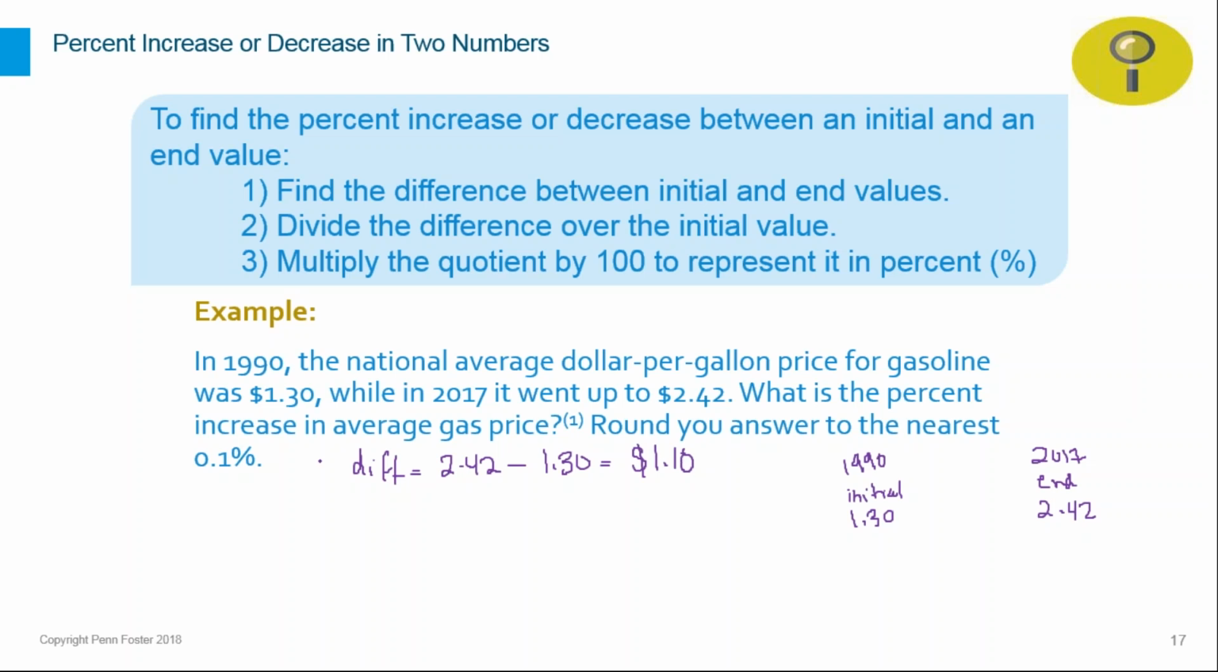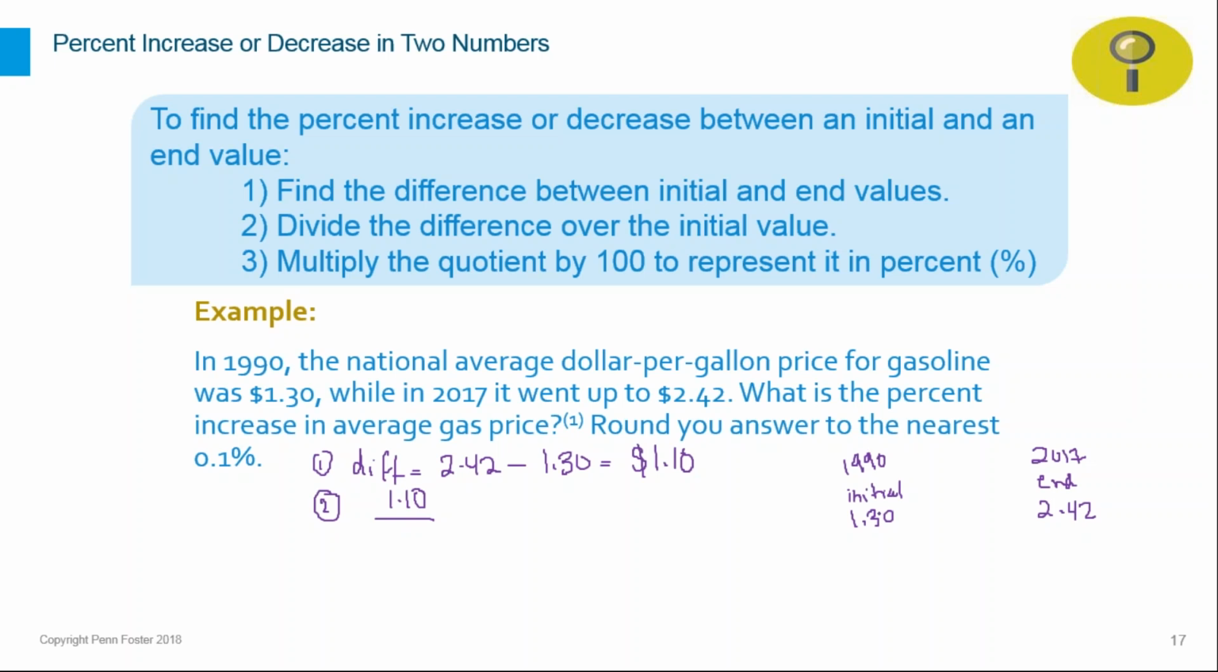Then that's step one. Step two, divide. Divide what? The difference. So I'm going to divide the difference, which is 1.10, by the initial value. I want to compare the difference to the initial value of the price of gas in 1990 to determine how much percent of an increase that was in 2017. So divide that by the initial value.